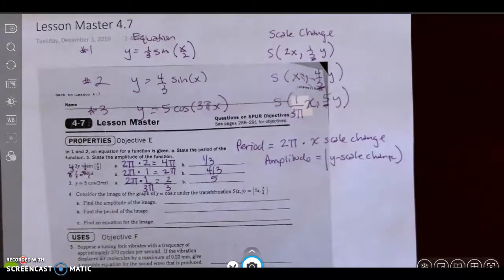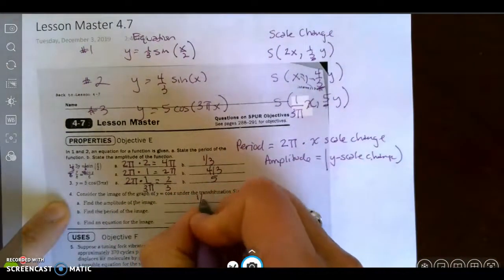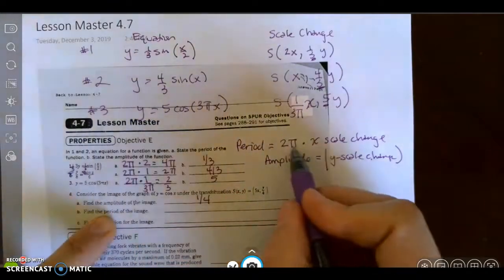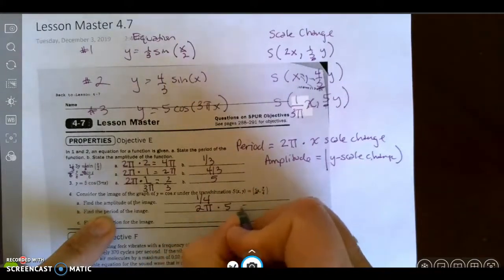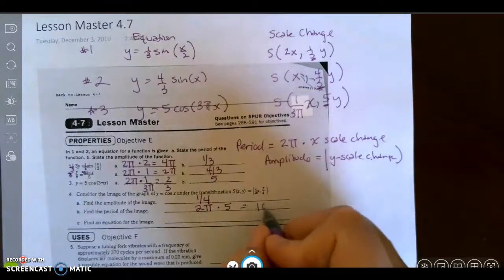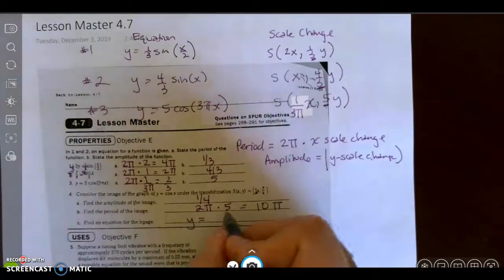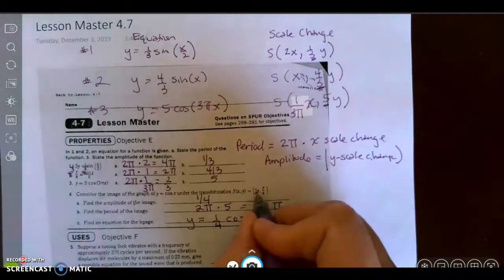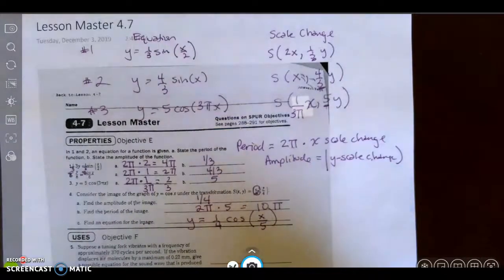Right. Number 4 says consider the image of the graph. Find the amplitude. Remember, amplitude is the absolute value of the y scale change. So that's going to be 1/4. Period is always 2 pi times the x scale change. So 2 pi times 5. And I'll get 10 pi. Find an equation for the image. Y equals 1/4 cosine of, it says multiplied by 5, so in the equation divided by 5.